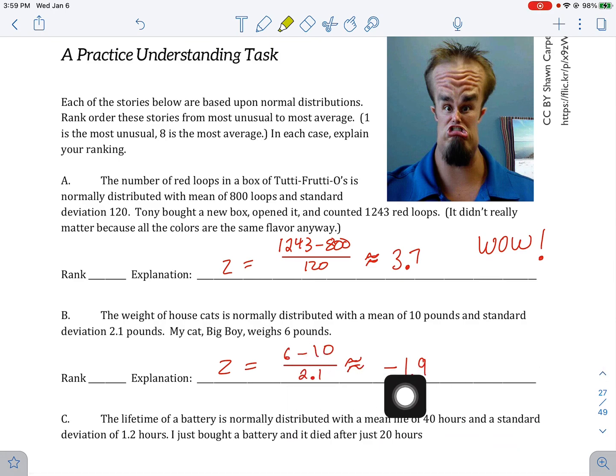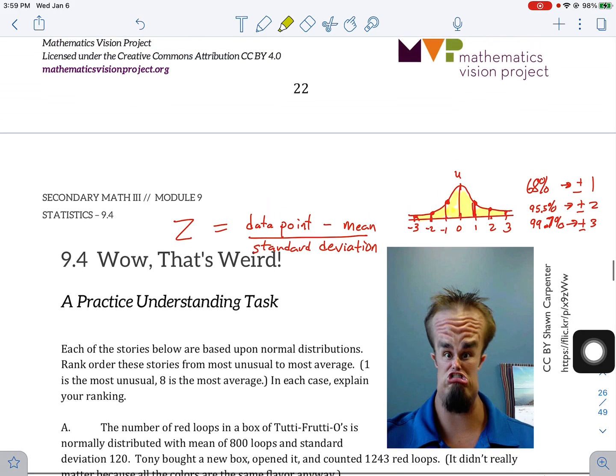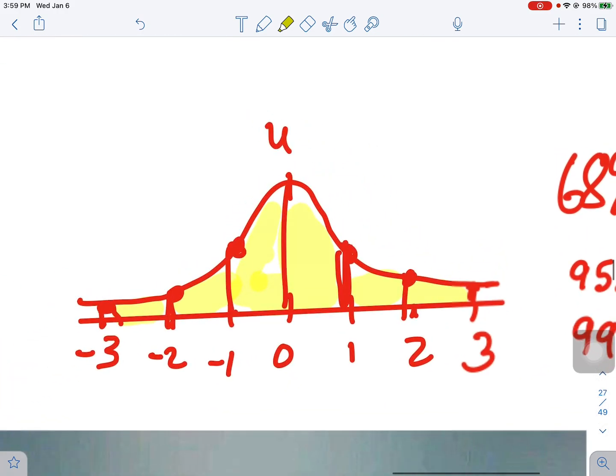You can also have a negative value, and so this would be less than the mean, negative 1.9. Remember that this normal distribution is symmetric, so positive and negative, all you really need is one of those numbers, and given the fact that it's symmetric and the other half is 50%, you can also use those for your calculations.